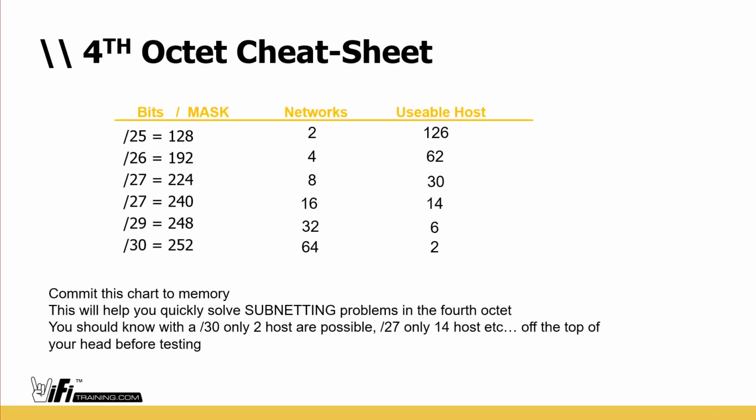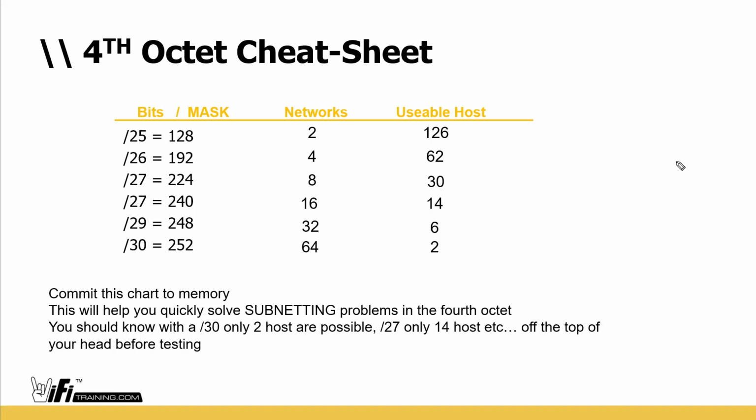All right, so here's my cheat sheet for the 4th octet. Too many people get caught up with doing math in different ways. I like to tell my students, write this down before you go take your exam. In fact, commit this to memory, okay? You need to know that if I see a /25, the mask value for /25 is going to be 128, so 255.255.255.128. And then you're going to create 2 networks that are going to have 126 usable host addresses each.